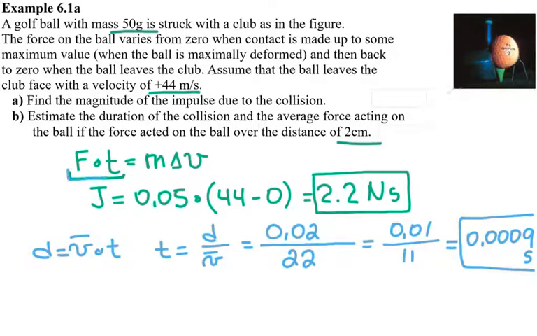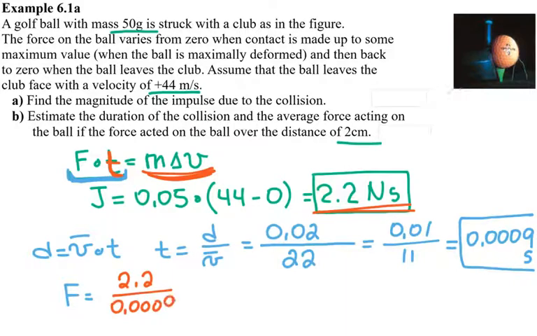And then I can plug it into my impulse formula to find the force. So the force is equal to the mass, 0.05, times change of the velocity, but actually I already know what this number is, right? So I'm just going to plug it in. I already know what this is equal to, and I divide by the time. So I have 2.2 divided by the time, which is 0.0009, and that will give me 2,444.4 newtons.